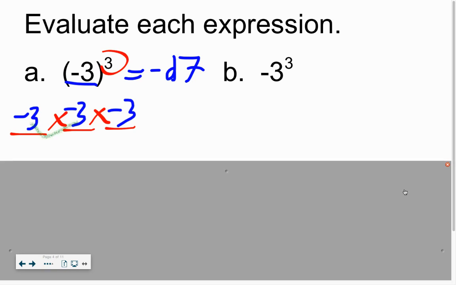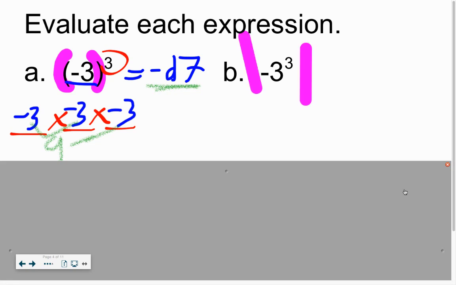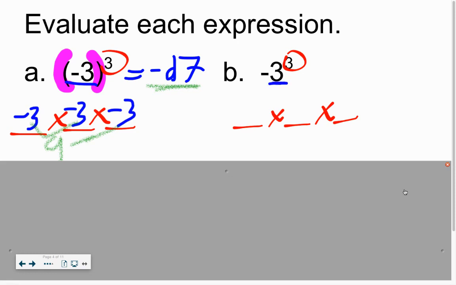Remember, 2 negatives give you a positive answer, so that's a +9. And a +9 times a -3 gives us a -27. Final answer. That's how it is. So if you see parentheses, you need them. On example B, there are no parentheses, so this is very important. Watch the small difference here. The exponent is 3, so we need 3 of the base, but the base is just the 3.